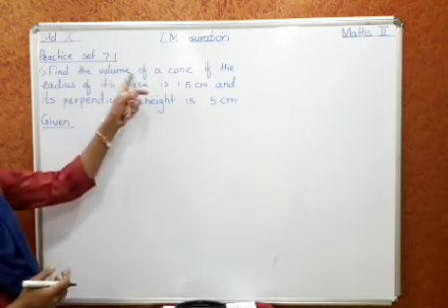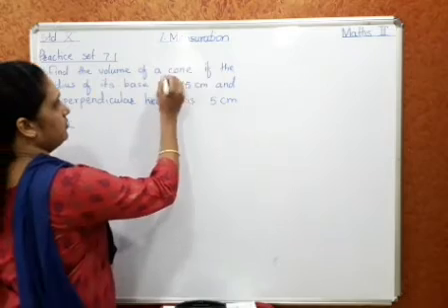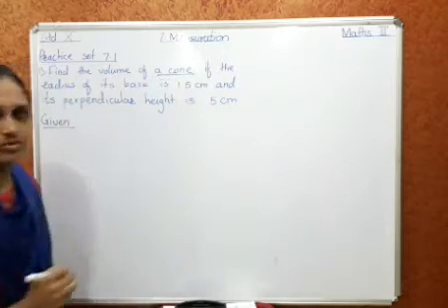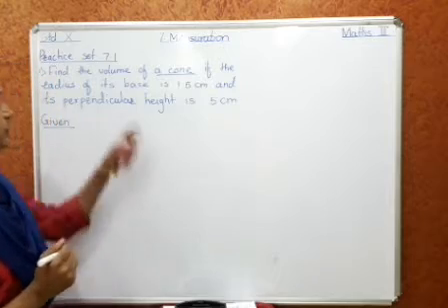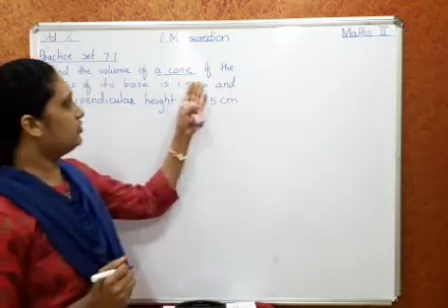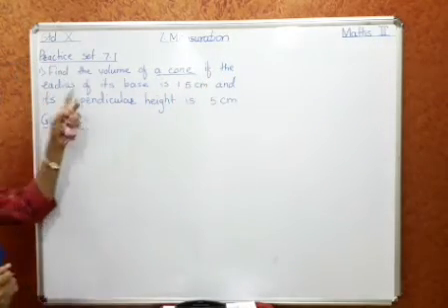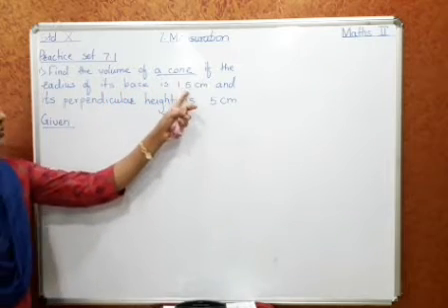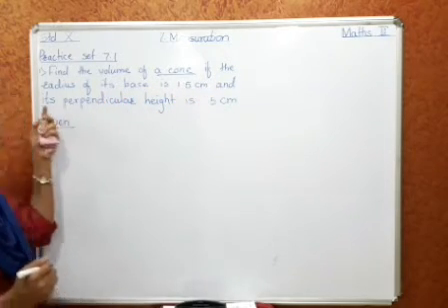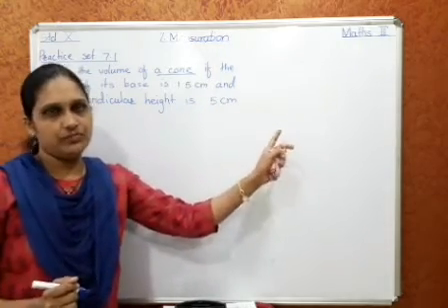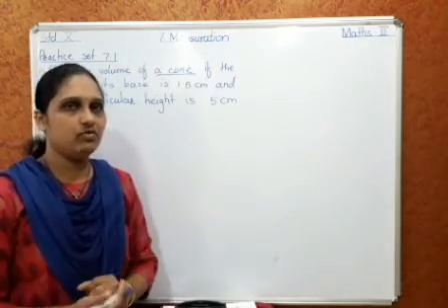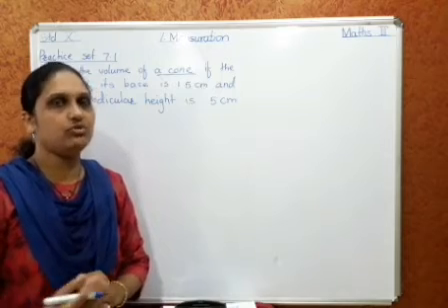Find the volume of a cone. Here a figure of a cone is given, so you have to revise all the formulas related to cone. Find the volume of a cone if the radius of its base is 1.5 centimeter and its perpendicular height is 5 centimeter. From this, now we'll find what is given and what to find.